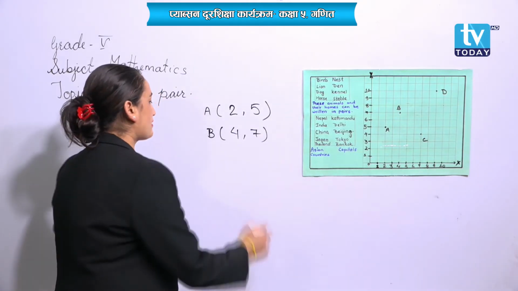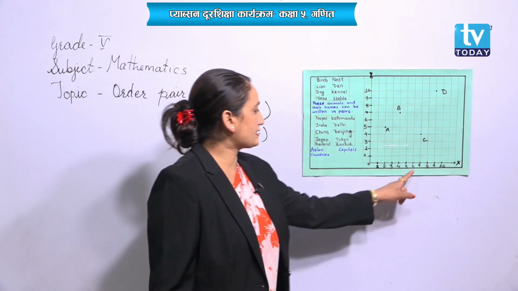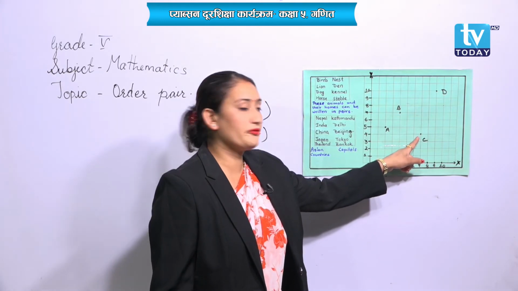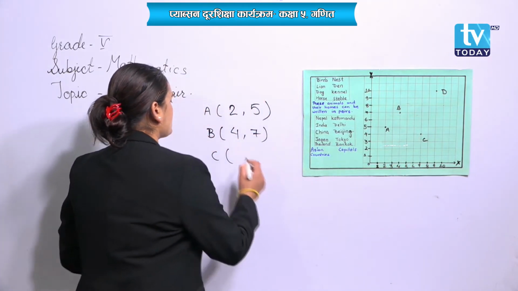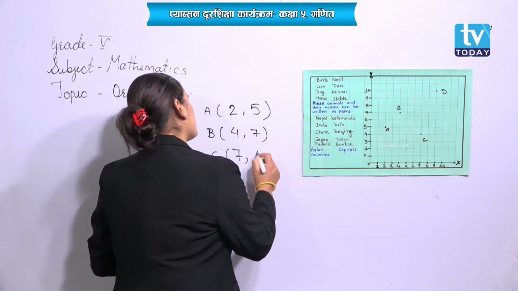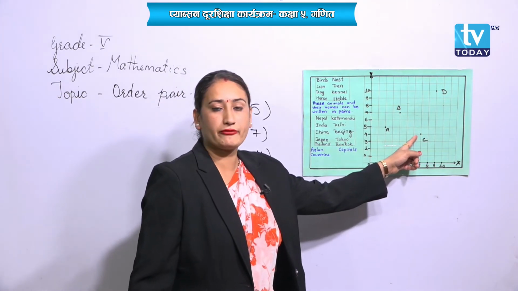Now, can you find out C? Let's do C. C is at the place of 7. Looking up, it's 4. We have to go forward 7 times, and when we look up we need to jump 4 times upside, that is 7, 4.